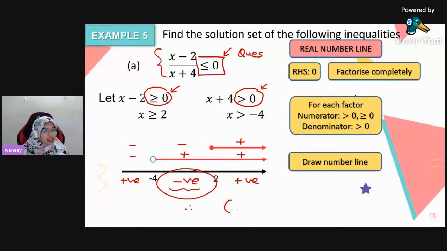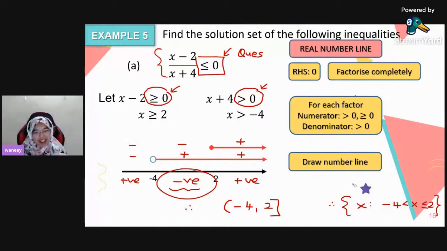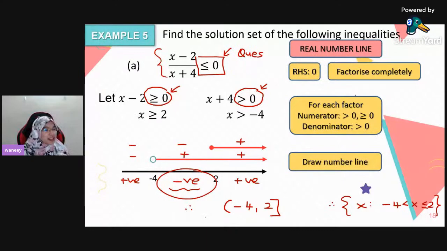Okay, the final answer is negative 4, 2. But this is in solution interval, right? In solution set, that will be x such that negative 4 less than x less than 2. Sekejap, nak kena padam lagi. Right, so you can either write them down like this or like this. But since the question asks for solution set, kena bagi yang belakang lah, tak boleh bagi yang depan.